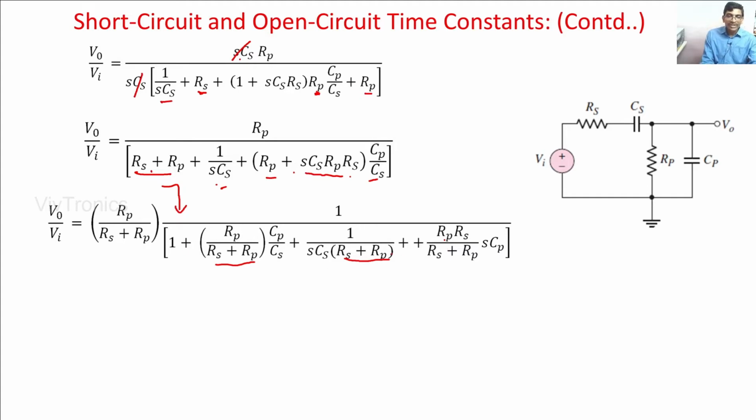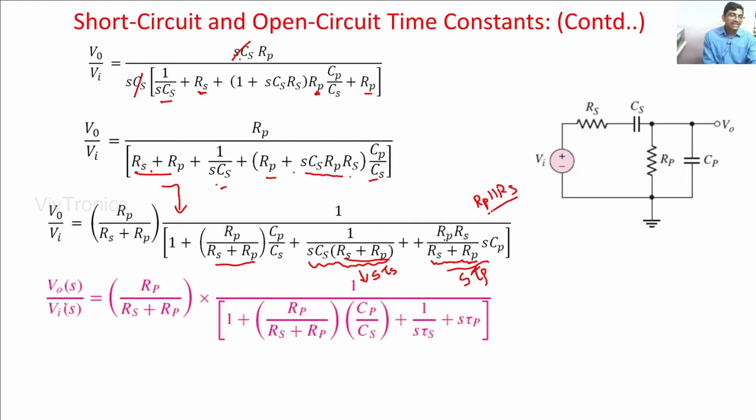Okay, here we know that the SCS into RS plus RP is nothing but the series circuit time constant, which can be written as S into tau S, and here this is a parallel combination. RP RS divided by RS plus RP is a parallel combination of RP and RS. Okay, so S into RS parallel RP into CP can be treated as tau P, the time constant of the parallel circuit, which is nothing but S into tau P.